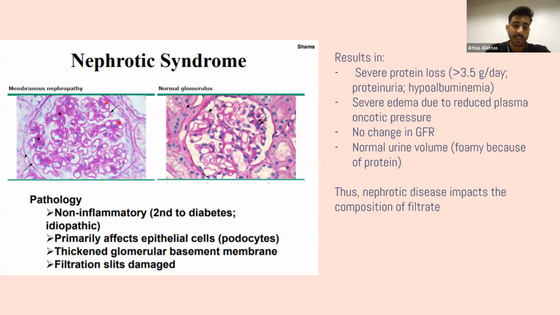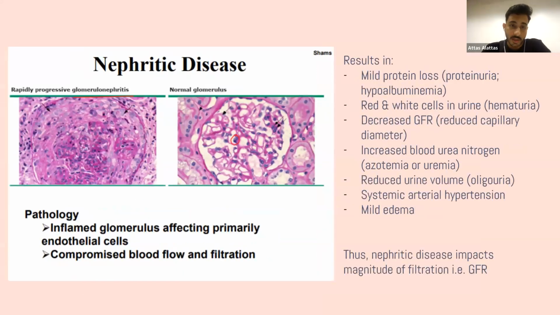However, there's one significant thing in nephrotic: the urine will look foamy, because the proteins will be more in the urine, and it will cause the foamy appearance of the urine. So this is for the nephritic and nephrotic. Do you want me to explain it again, or is it clear?